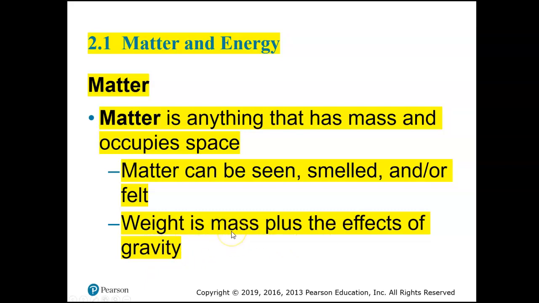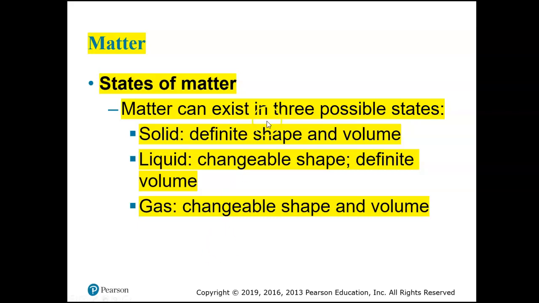Mass would be in grams or kilograms or milligrams, whereas weight would be in pounds. But the difference is that weight takes gravity into account. Your weight is different on the moon than on Earth, but mass is the same in both places. The states of matter are solid, liquid, and gas, and there is also a 4th state of matter called plasma, which is found in stars, like the sun. But on the Earth, we just focus on solid, liquid, and gas.